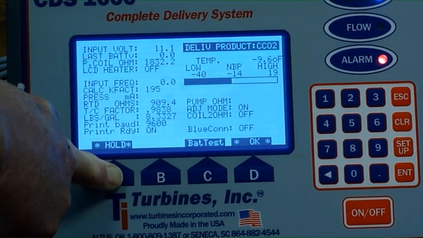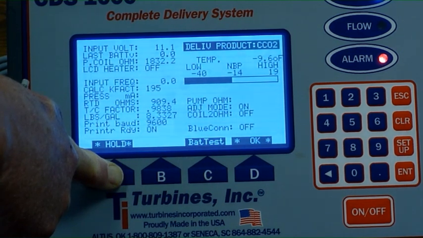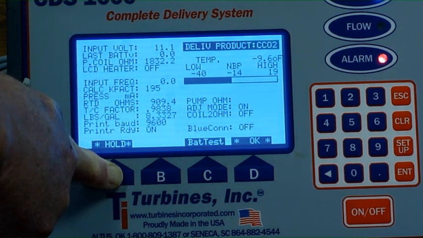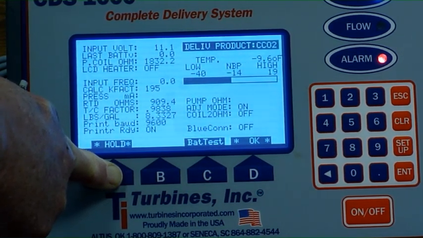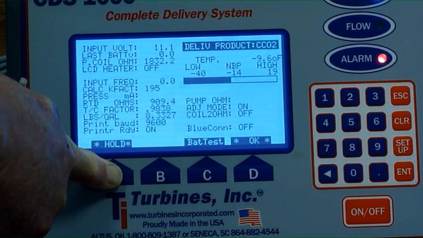Pickup coil ohms. Generally speaking, on any of our units, the pickup coil ohms should be between 1500 and 2000. This one happens to be at 1832, so it's good. The screen itself is LCD, and they don't like cold. So we've got an LCD heater. Right now it's turned off.